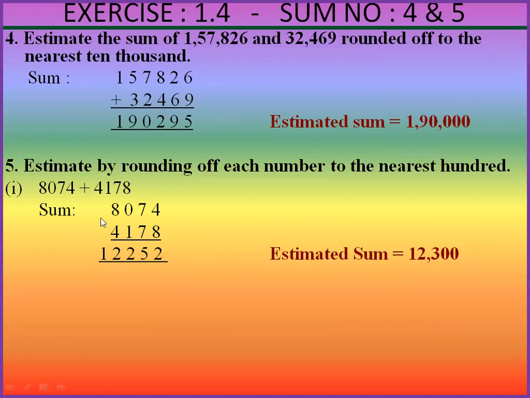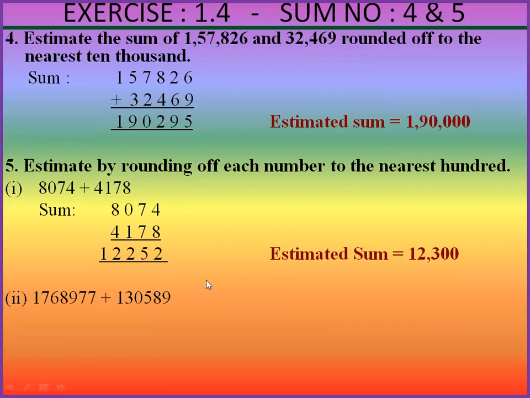The other way is when you take 8,074, when you round off the nearest hundreds, this becomes 8,100. And here also, when you round to the nearest hundreds, you get 4,200. So 8,100 plus 4,200 is 12,300. So you could do even in that method.